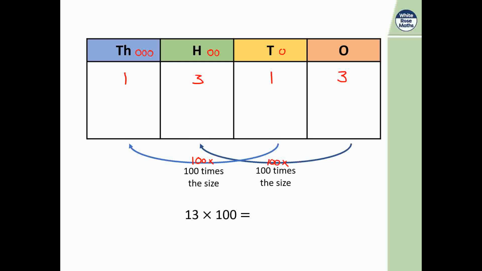Okay, let's have a look. They will demonstrate that for us. Just delete that. Okay, I see. They've done it with counters. So there's 1 counter here, which represents 1, and 3 counters here. So they're just shifting the counters along like that if you multiply by 100. And here we have our answer, 1,300.